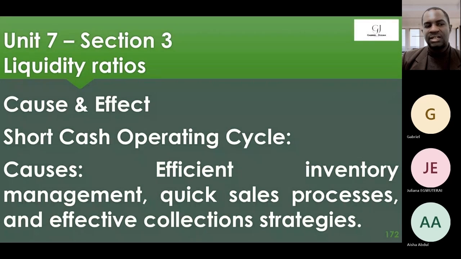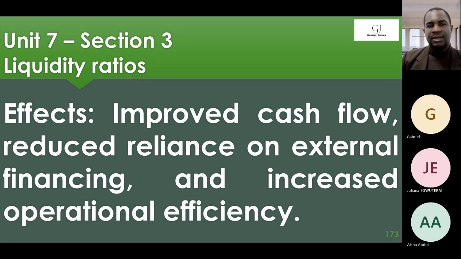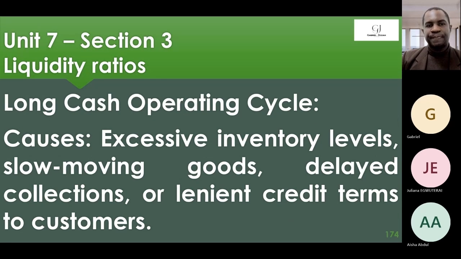So what is the cause and effect? The cause of a short cash operating cycle is efficient inventory management, quick sales processes, converting sales to cash, and effective collection strategies where receivables are collected in the near term. And the effect is clear. Improved cash flow, reduced reliance on external financing, and increased operational efficiency. This is very, very important. And the effects will always show.